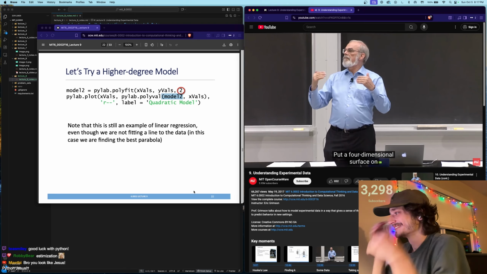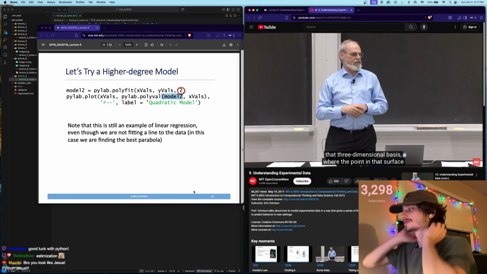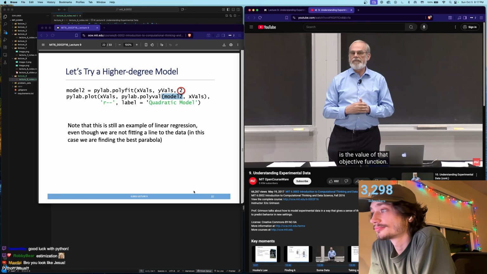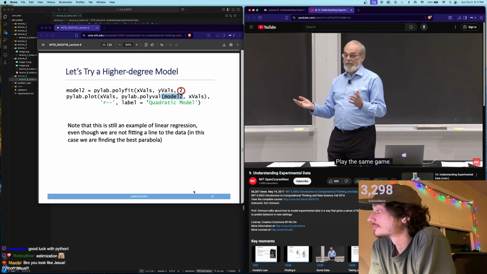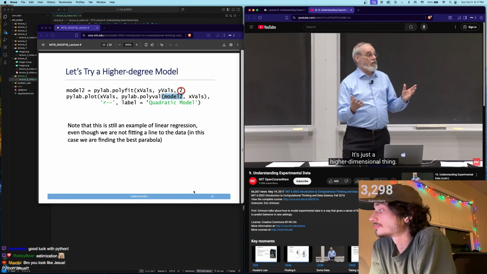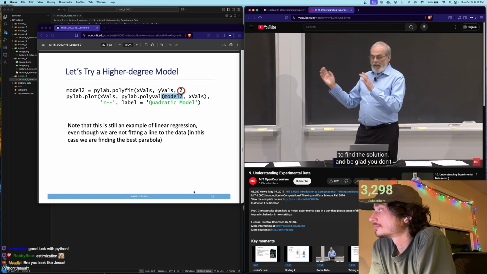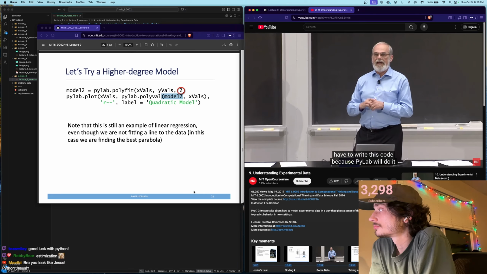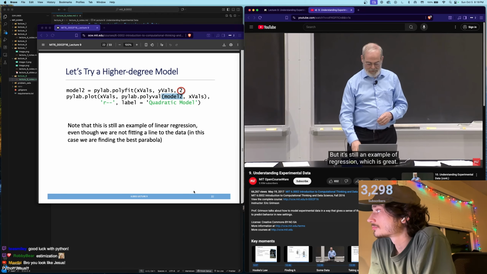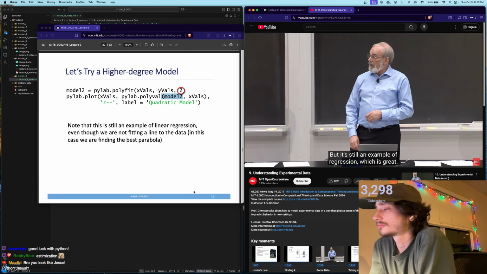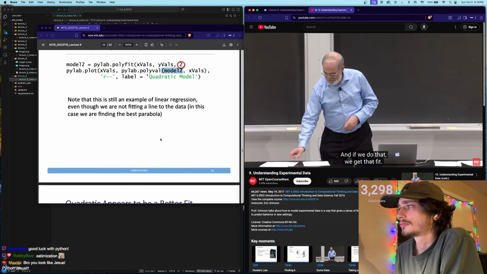Put a four-dimensional surface on that three-dimensional basis, where the point in that surface is the value of that objective function. Play the same game. It's just a higher dimensional thing. So you're again going to walk down the gradient to find the solution. And be glad you don't have to write this code, because PyLab will do it for you freely. But it's still an example of regression, which is great. And if we do that, we get that fit.